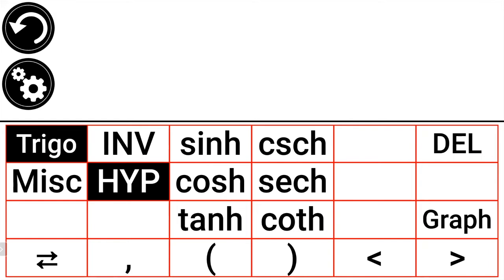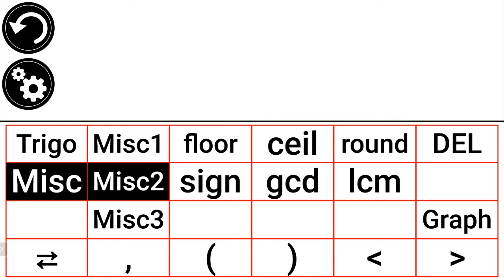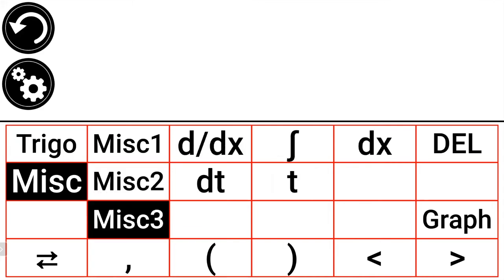Right under trigo, you will find a button called misc. In the misc menu, you have three other menus, which is misc 1, 2, and 3. In misc 1 menu, you'll find different logarithmic functions. In misc 2, you will find functions, for example, like the floor function, the ceiling function, etc. In misc 3, here you will find functions like derivatives or integrals.